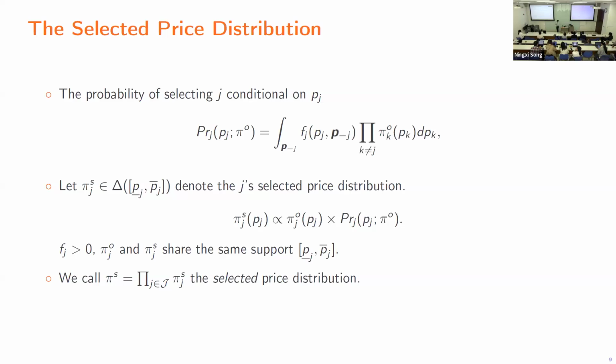Okay, given the selection function, we can actually compute the probability of selecting alternative j conditional only on j's price. Recall that this f_j is the probability of selecting alternative j given a realized price vector. If I only want to condition on p_j, I need to integrate out against the randomness in the competing offers. And by the previous independence structure, I can write down the measure of competing offers as a product measure. Once I do this integration, I get the probability of selecting alternative j conditional only on j's price.